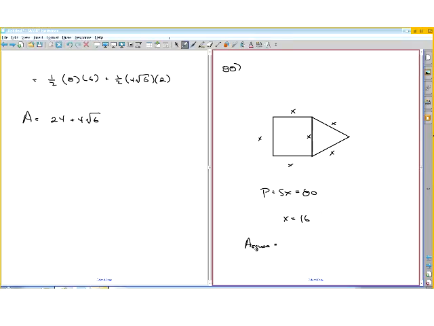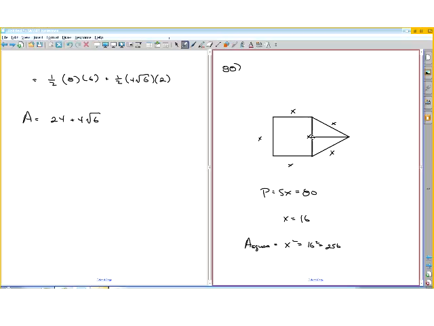So the area of the square part is equal to x squared, which is 16 squared, which is 256. And the area of this triangle, the area of an equilateral triangle, well, I don't know what it is. There may be some formula, but what we can do is break this up into two triangles. And so the height, we don't know what the height is yet. We have to work that out.